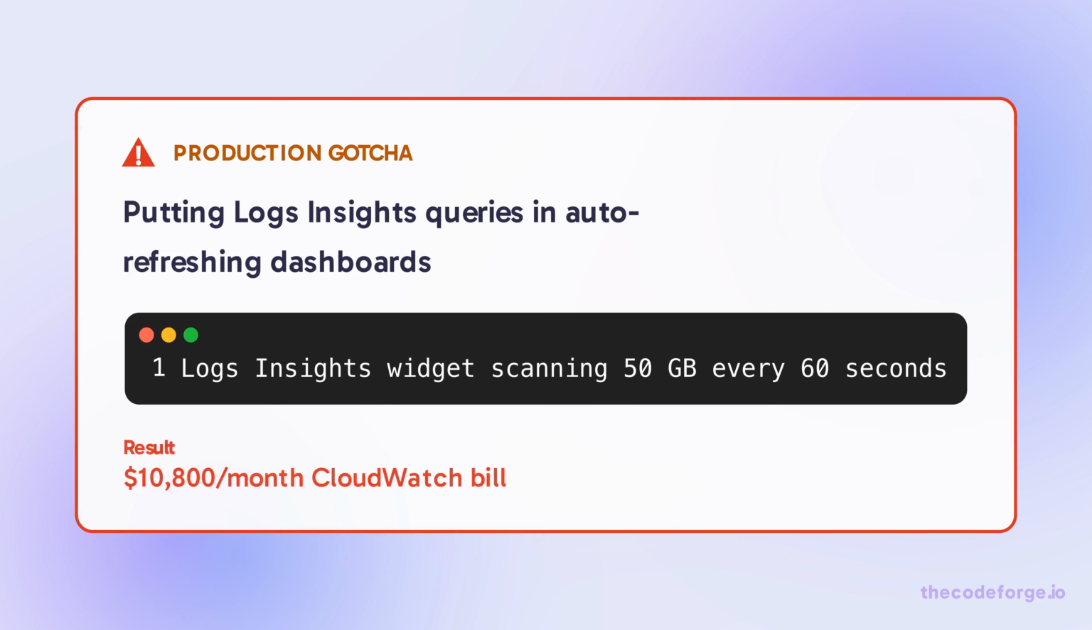A team created a CloudWatch dashboard with a Logs Insights widget that ran every 60 seconds for the last 15 minutes of logs. The widget scanned 50 GB per execution. Daily cost: 50 GB times $0.005 times 1,440 executions, $360 a day. Monthly, $10,800. Logs Insights is for manual debugging only. Never auto-refresh. Use metric filters for continuous monitoring.